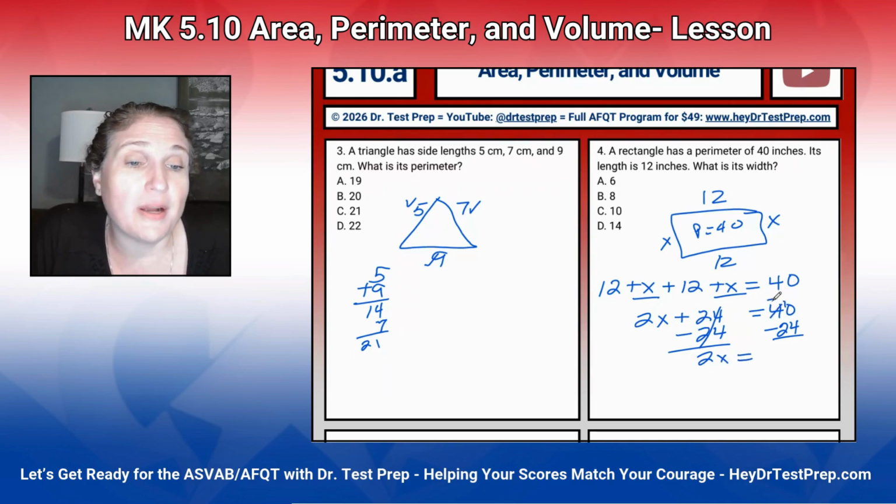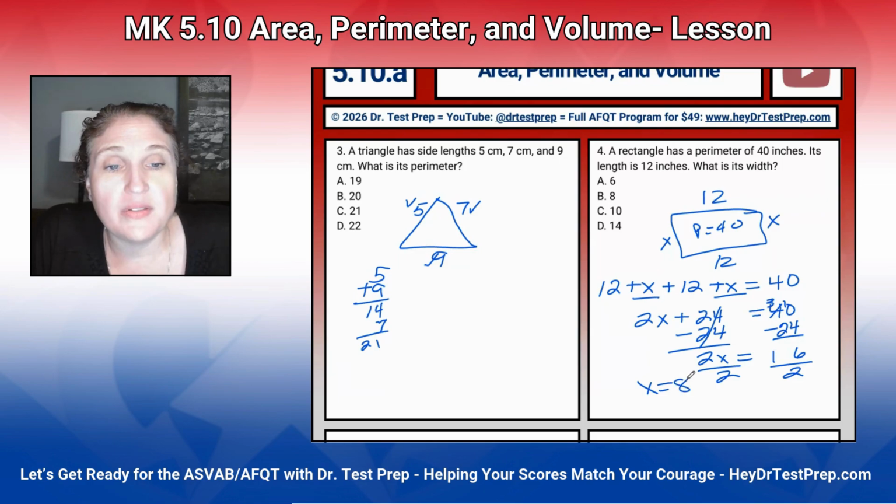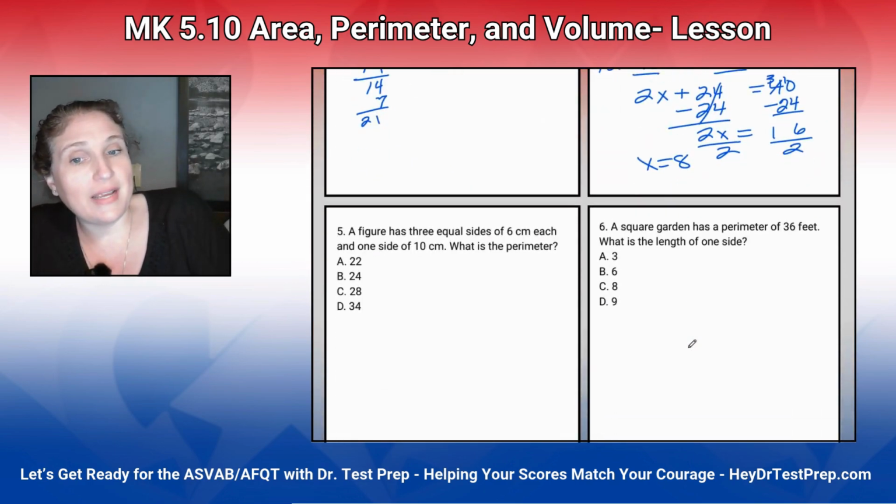10 minus, we've got to borrow. 10 minus 4 is 6. 3 minus 2 is 1. So the missing side lengths are 8.